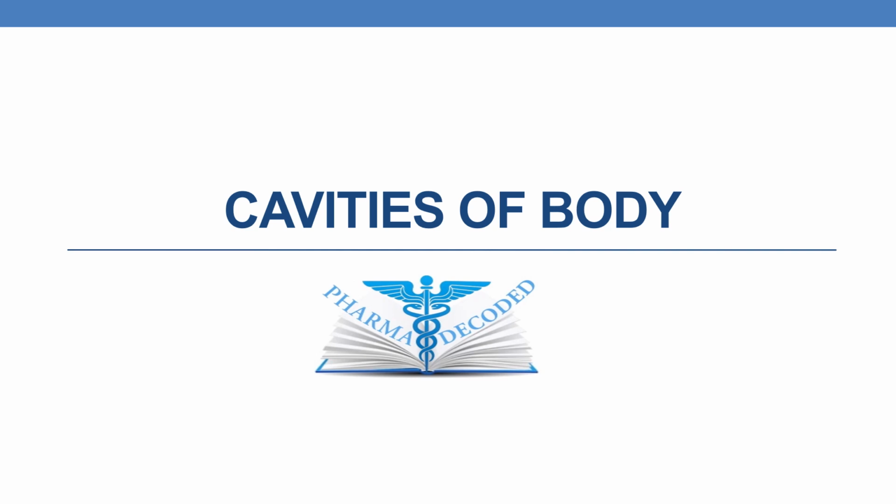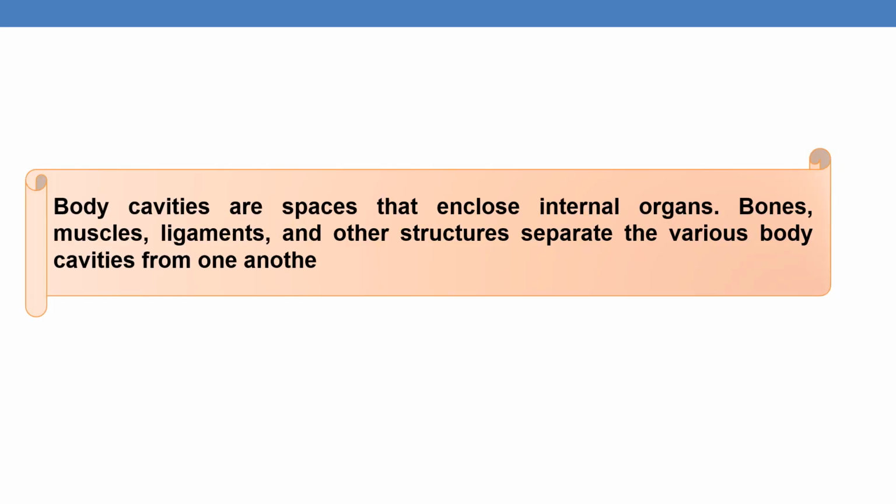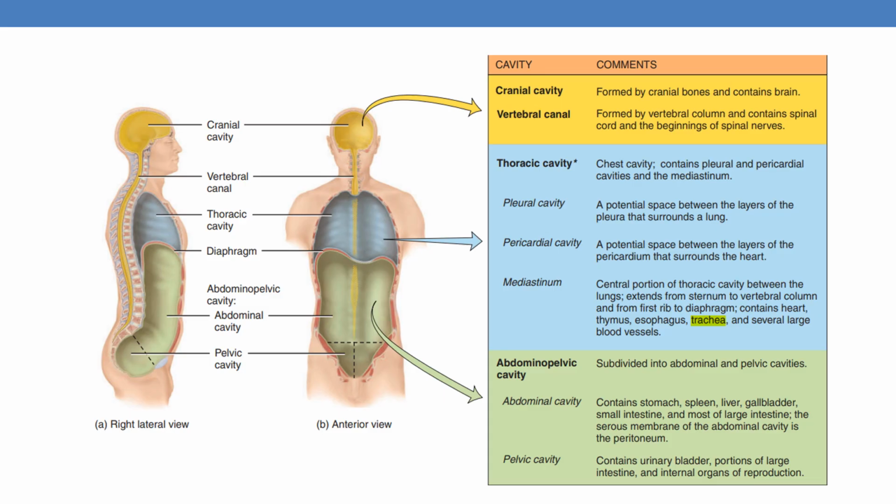Hello everyone, now let us discuss the cavities of the body. Body cavities are spaces that enclose the internal organs and bones, muscles, ligaments and other structures that separate various body cavities from one another. Here you can see the schematic representation of various body cavities.